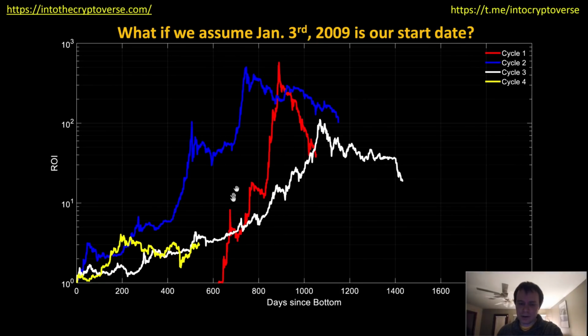The second cycle would have started, obviously, where we bottomed, and we know where that is, and it would have peaked at around 750 days or so. So the first one would have been 800, maybe 900. The second one would have been 750, and then the third one from the market cycle bottom would have been maybe 1,050 or so.